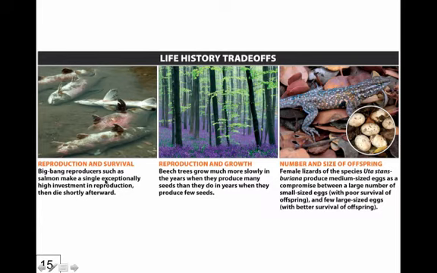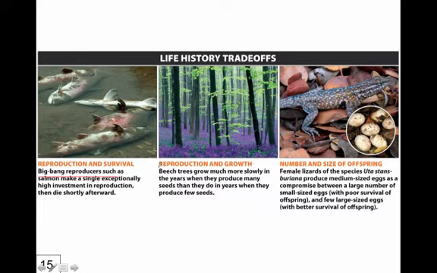The first one here is reproduction and survival. We call these the Big Bang reproducers. That means they put an incredible amount of energy or investment in reproduction, but the trade-off is that they die shortly after, as we see when salmon swim upriver to spawn. A tremendous amount of energy they place on that, but the good thing is they produce these strong offspring. The bad thing is that they don't survive. So that's a pretty big trade-off.